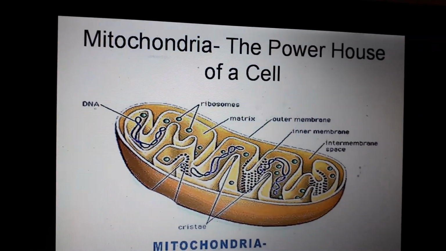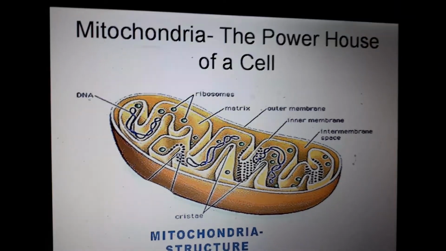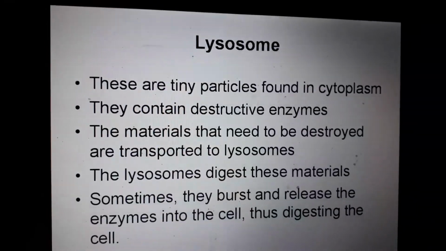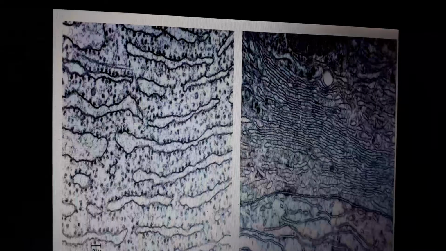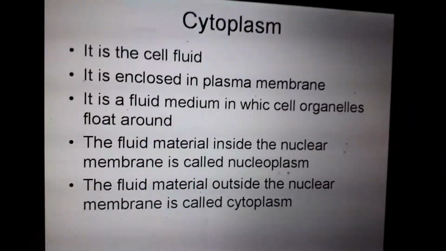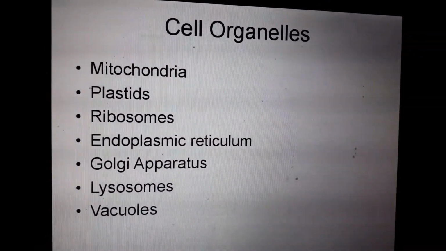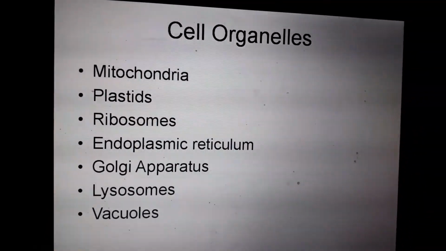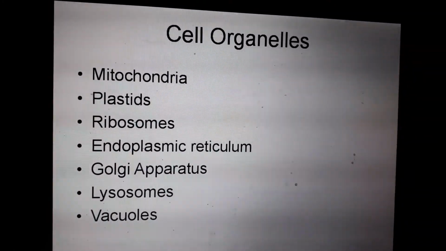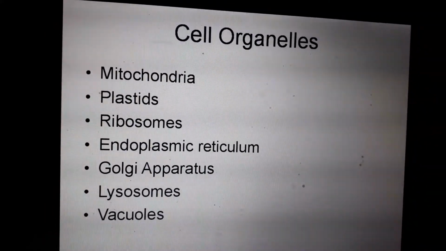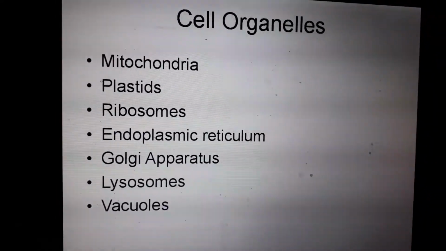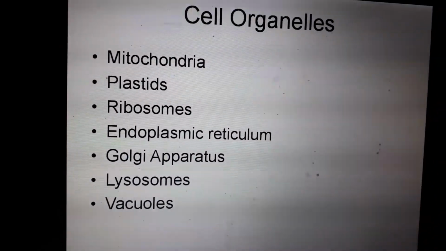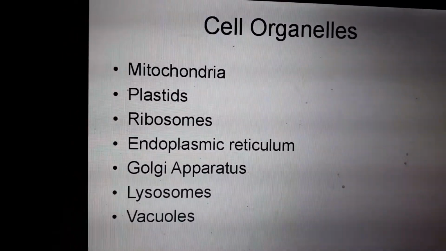We will discuss mitochondria and other cell organelles in the next class. So today we have discussed, among the different cell organelles, ribosomes, endoplasmic reticulum, Golgi apparatus and lysosomes. Four cell organelles we have discussed. I want you to read the textbook, read about ribosomes, endoplasmic reticulum, Golgi apparatus and lysosomes.